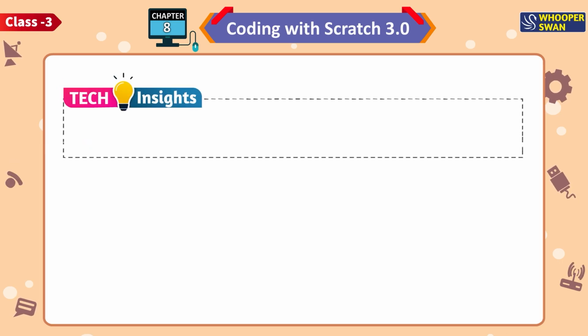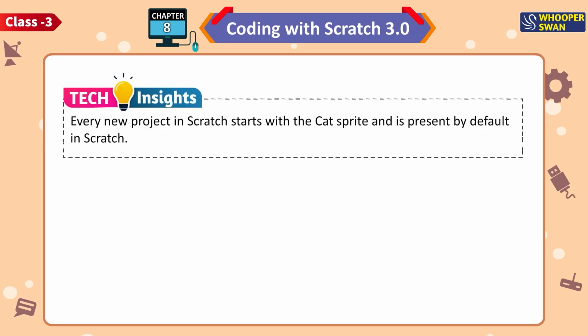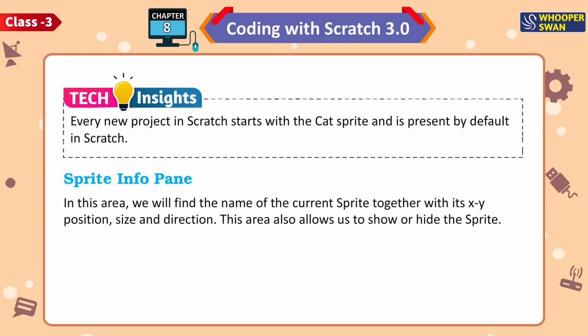Tech Insights. Every new project in Scratch starts with the cat sprite and is present by default in Scratch. Sprite Info pane. In this area, we will find the name of the current sprite together with its XY position, size and direction. This area also allows us to show or hide the sprite.